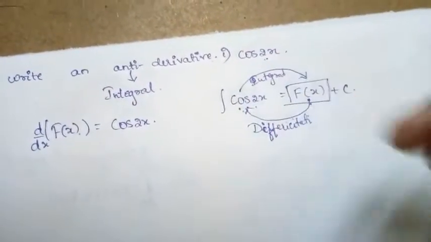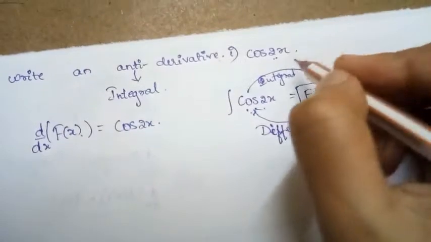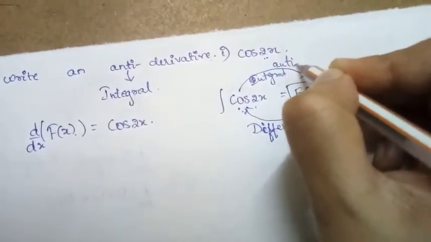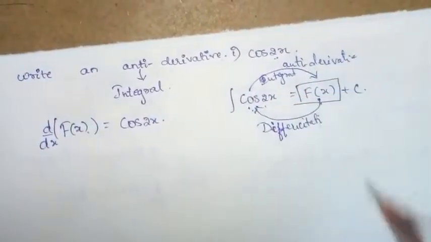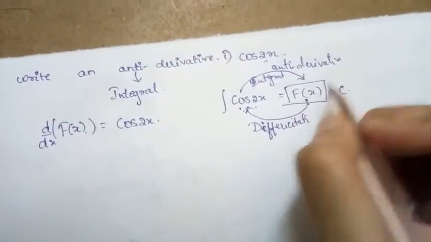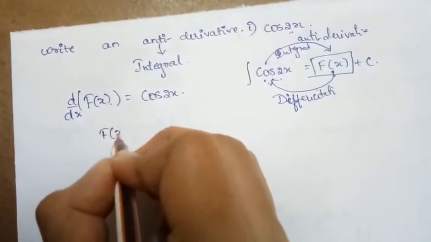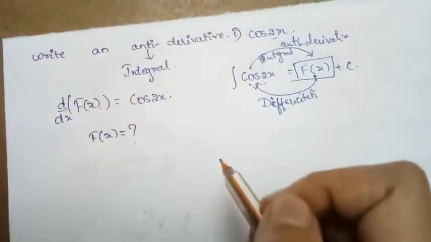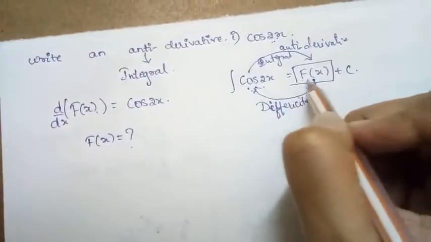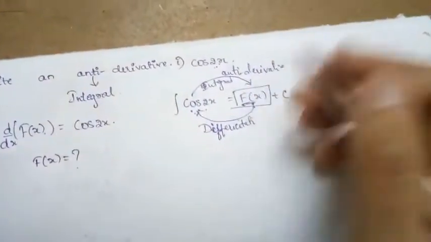This process is integration, and this f of x is called what? This is an antiderivative of cos 2x. So clearly now we need to find this f of x. We need to find the antiderivative of cos 2x, which means we need to find this f of x. There is no proper method for finding these antiderivatives.